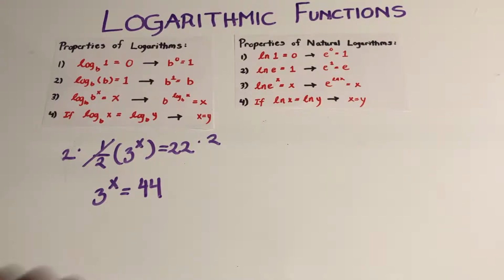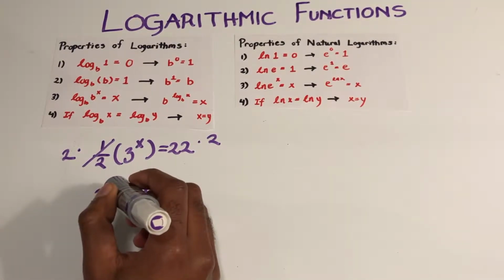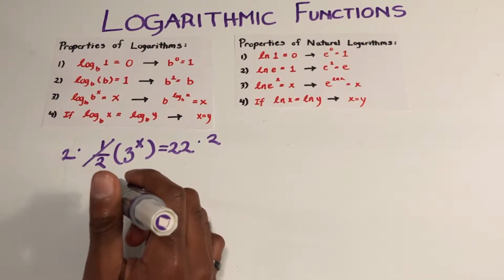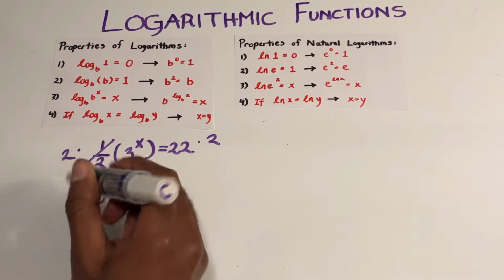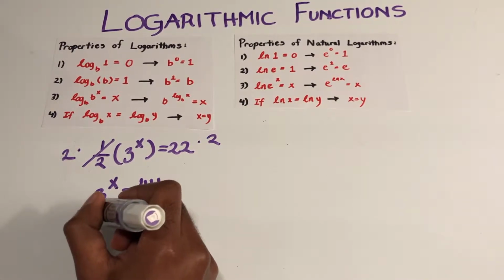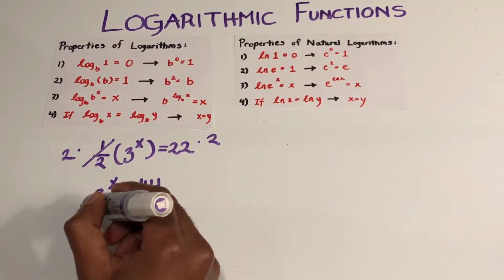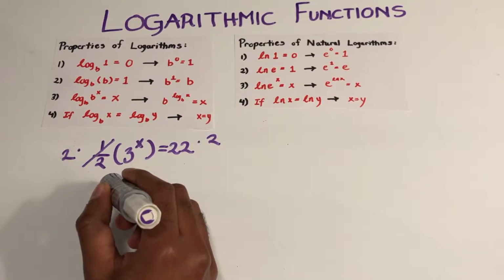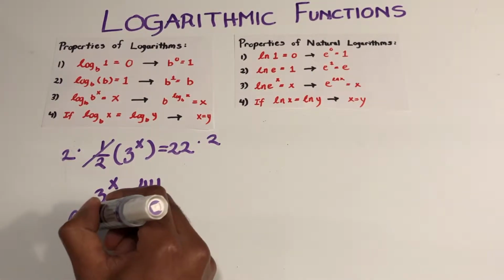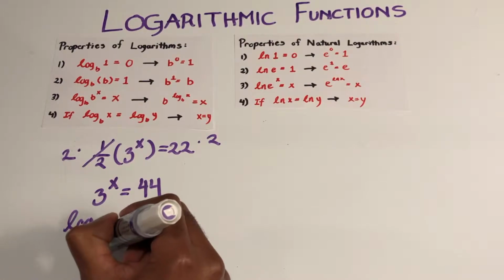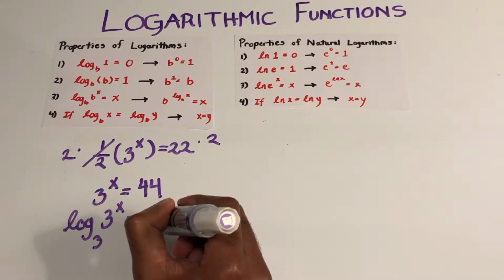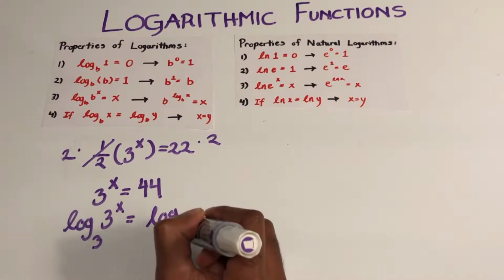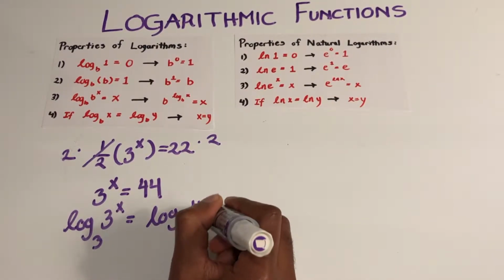Now, since I have 3 to the power of x, what I can do here is attack a log using property 3. I can attack a log with base 3, and that's going to help me get rid of the 3 here, and then we're going to end up with x. So basically, we can say log base 3 of 3 to the power of x is equal to log base 3 as well, 44.